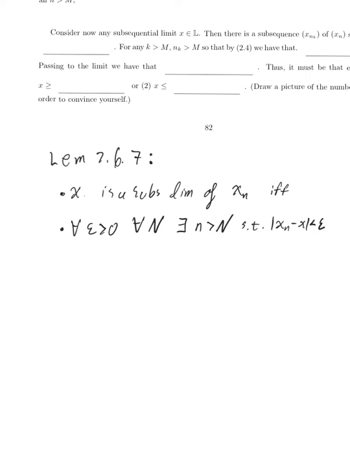So what does this say? This says that a number is a subsequential limit if and only if, no matter how close you want the sequence to get to that number, it does get that close, and it gets close to that number over and over again. No matter how big you set that big N, there's a term after that big N so that x sub n is that close to this number x.